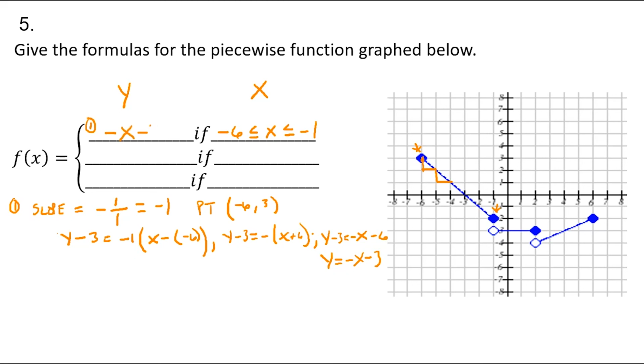This is in slope-intercept form, and it's saying if I was to extend this line, it would cross at -3. But because the domain is restricted to between -6 and -1, we're only going to get this segment, right?